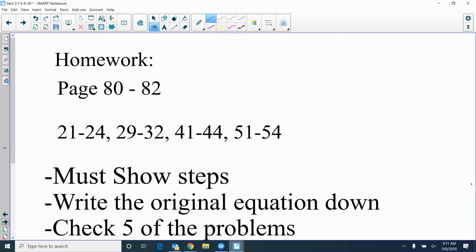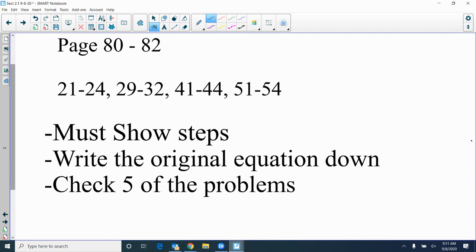Okay, pay attention to this. Your homework tonight, page 80 to 82, 21 to 24, 29 to 32, 41 to 44, 51 to 54. Hey, you have to show your steps. You have to write the original equation down. And you have to check 5 of them. So we're going to look for that when we look over your homework tomorrow. Show us the steps to check them. Okay, you guys got 6 minutes to get started. That's probably enough to get done with half of these.